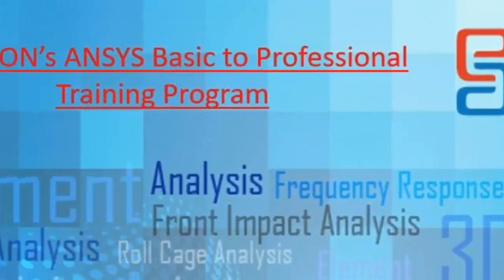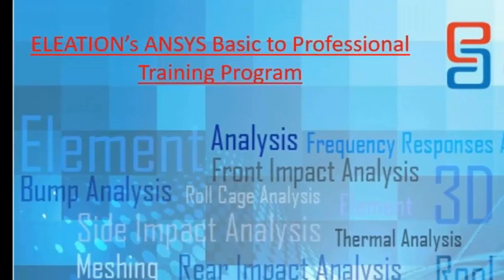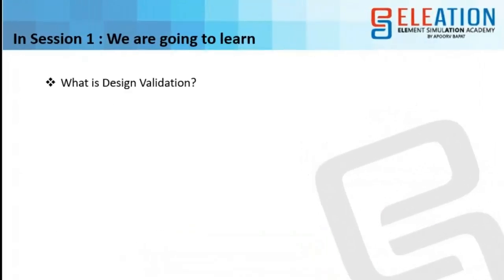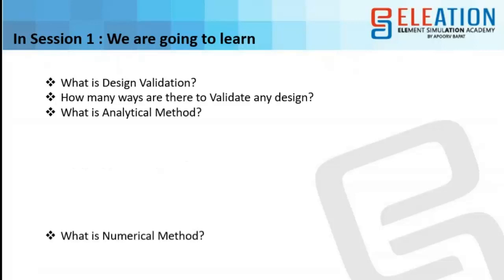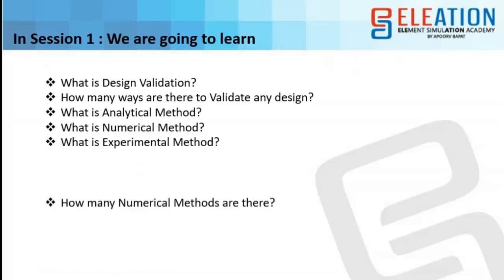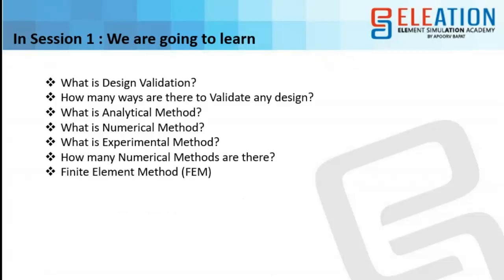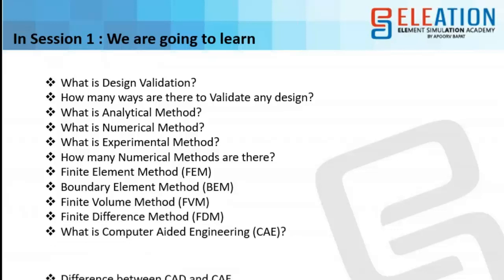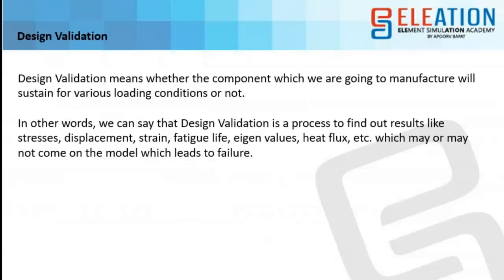Thanks for showing interest in ELEATION's ANSYS Basic to Professional Training Program. In session 1, that is Theory of CAE, we are going to learn what is design validation, how many ways are there to validate any design, what is analytical method, numerical method, experimental method, how many numerical methods are there, what is finite element method, boundary element method, finite volume method, finite difference method, what is computer aided engineering, difference between CAD and CAE. So we'll start with design validation.